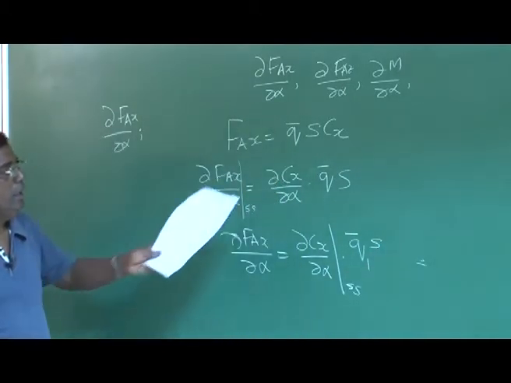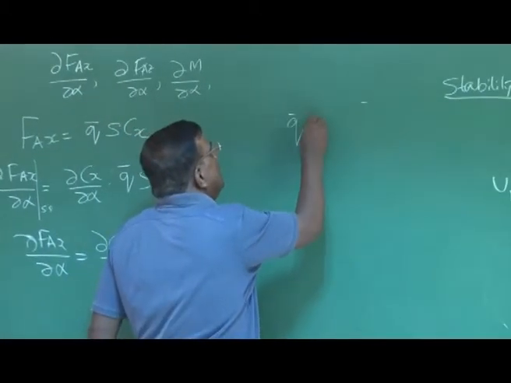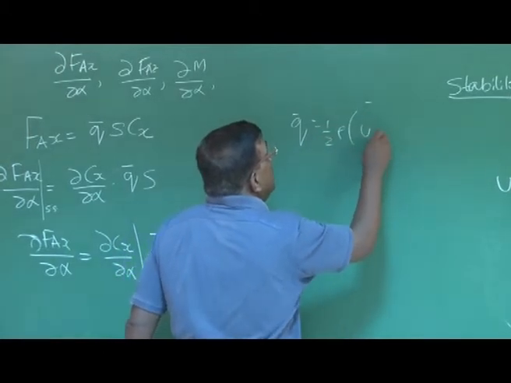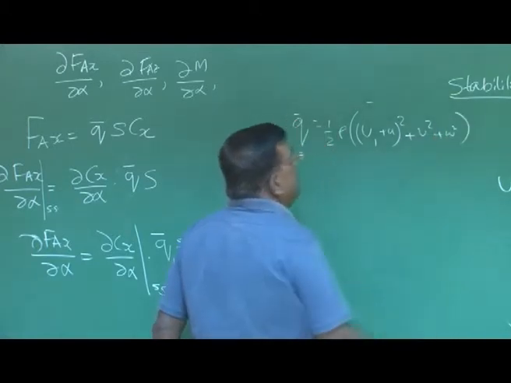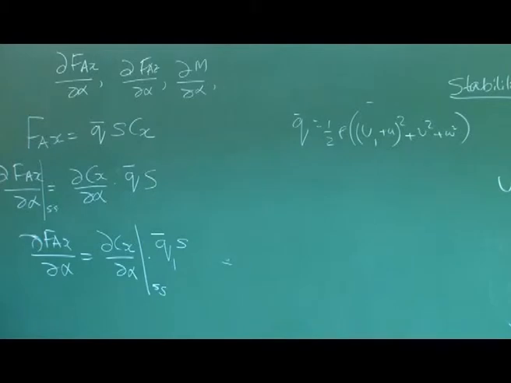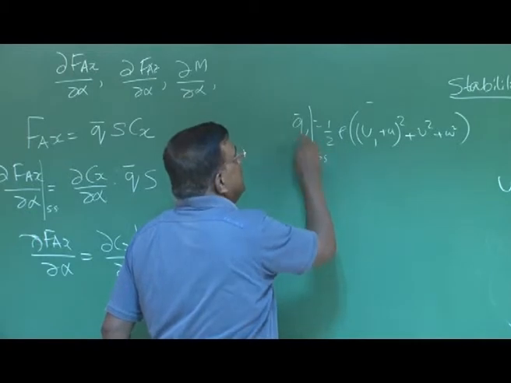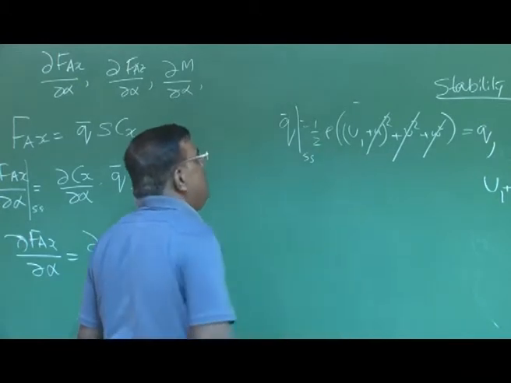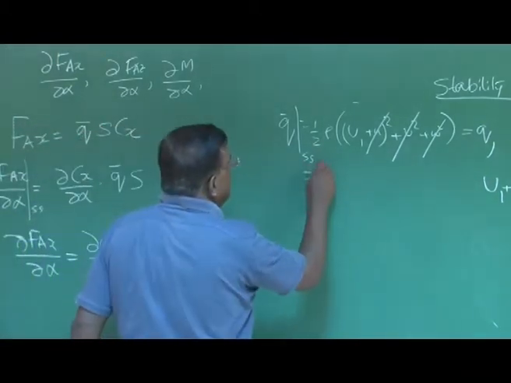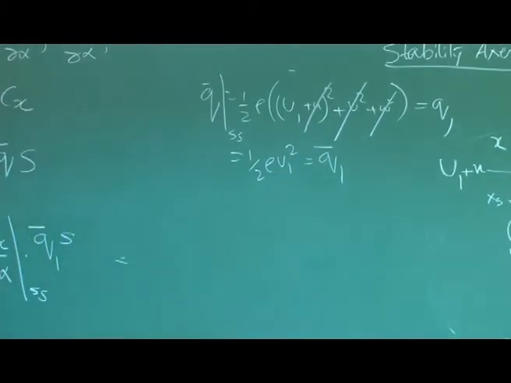What is this? Initially when you wrote, q bar was half rho (u1 plus u) whole square plus v square plus w square. All the perturbed quantities are also included here. But when I write q1, I am evaluating this at steady state, where this is 0, this is 0, this is 0. So it is only half rho u1 square, which is equal to q1 bar. 1 is for the steady state condition. So we have written this, as simple as that.